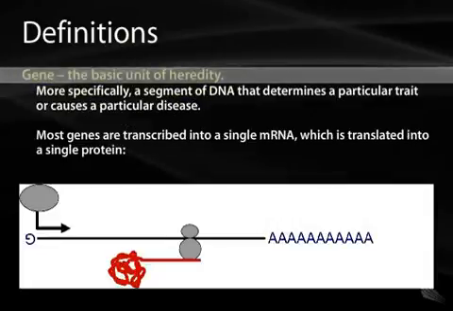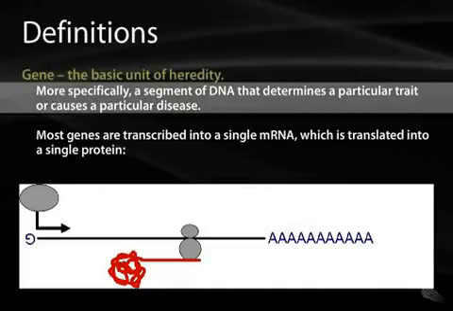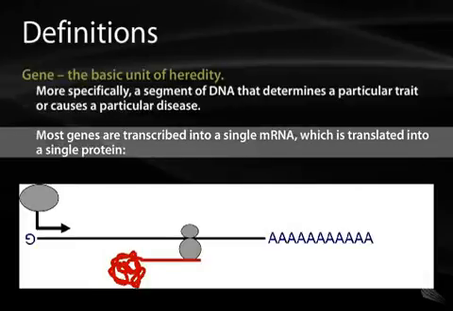A gene is the basic unit of heredity, more specifically a segment of DNA that determines a particular trait or causes a particular disease. Most genes are transcribed into a single mRNA, which is translated into a single protein. As you can see from the diagram here, we have the RNA polymerase reading the DNA and constructing a strand of RNA. That RNA is then read by a ribosome to make a protein. As far as the USMLE Step 1 is concerned, you should always assume that you have one gene for one mRNA for one protein, unless it is otherwise specified.